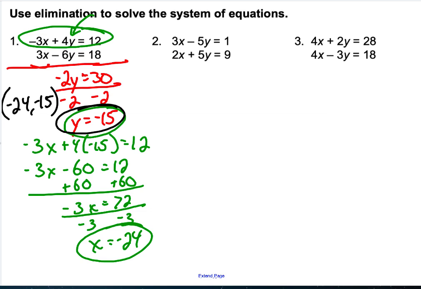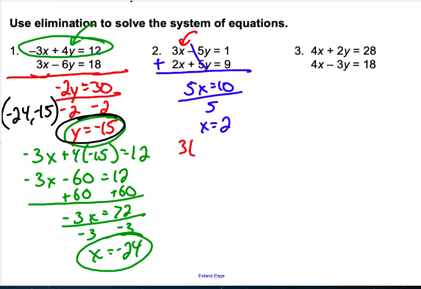So same on the next one. I'm going to add the two rows together because my -5y and my +5y turn to 0. So I get 5x is equal to 10. Quick little bit of solving, and I get x is equal to 2. I'm going to plug that x back into one of my equations. So 3 times 2 minus 5y equals 1. So 6 minus 5y equals 1.